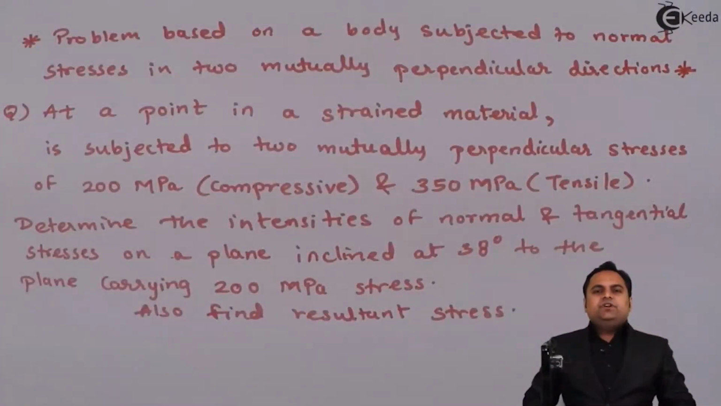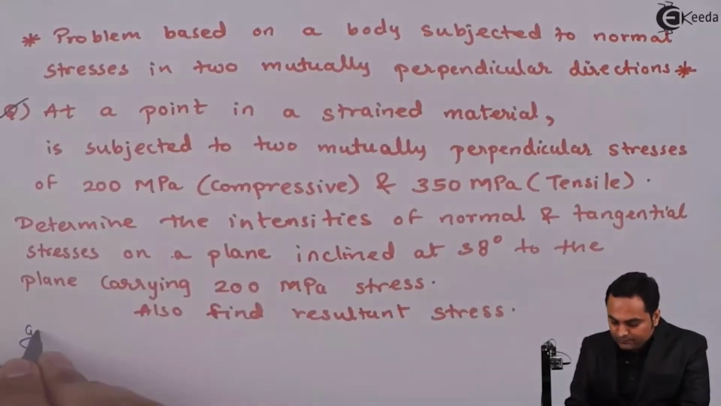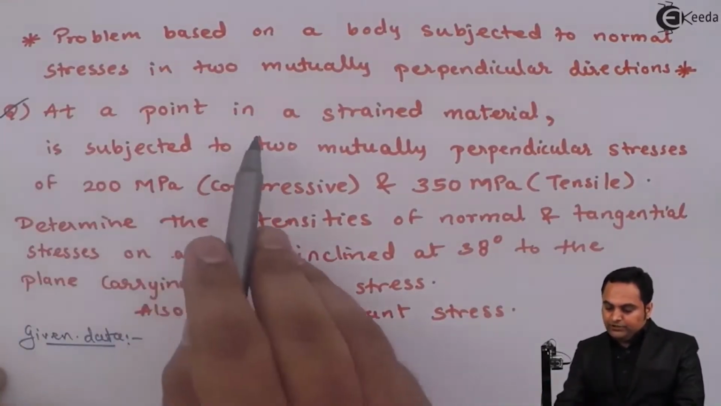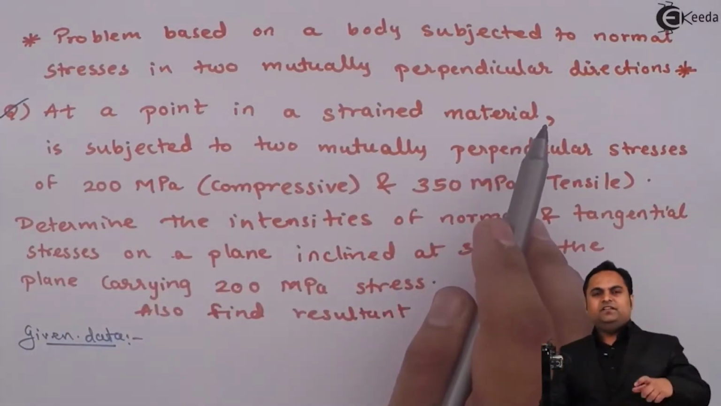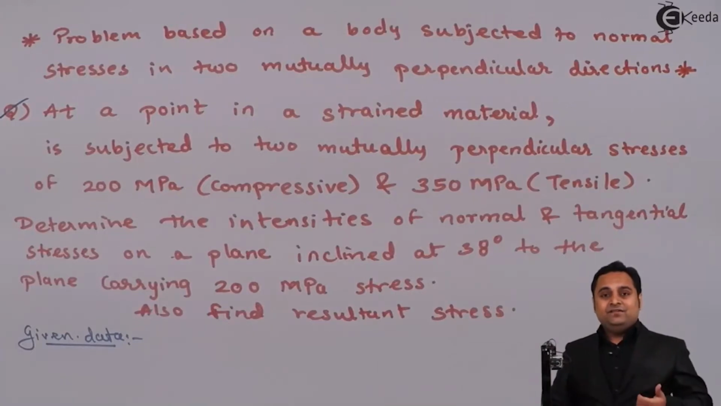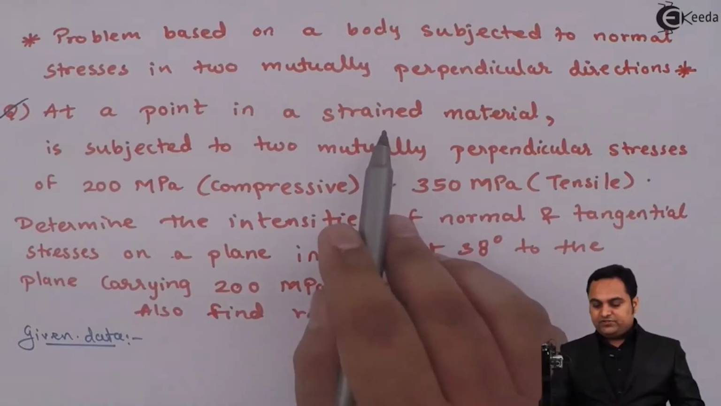Friends, here in this video, we will see a problem in which a body is being subjected to stresses in two mutually perpendicular directions. Here is the question, writing the data along with it. Now it is given, at a point in a strained material, means the material is subjected to some kind of stress, and then there are some changes in the dimension. Because of that, there is strain.